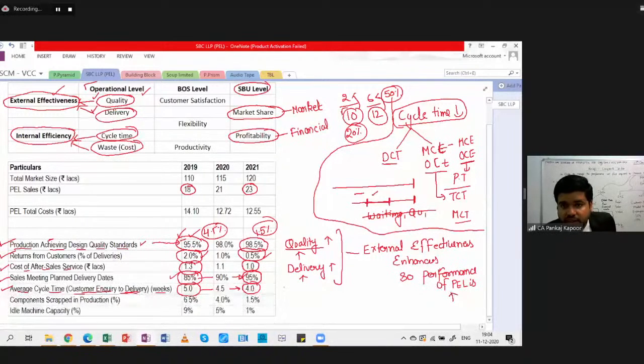So we'll write here: cycle time reduces, hence productivity enhances. Good. Chavi good, Preeti good, Raman fine, Jayashri fine, very good.